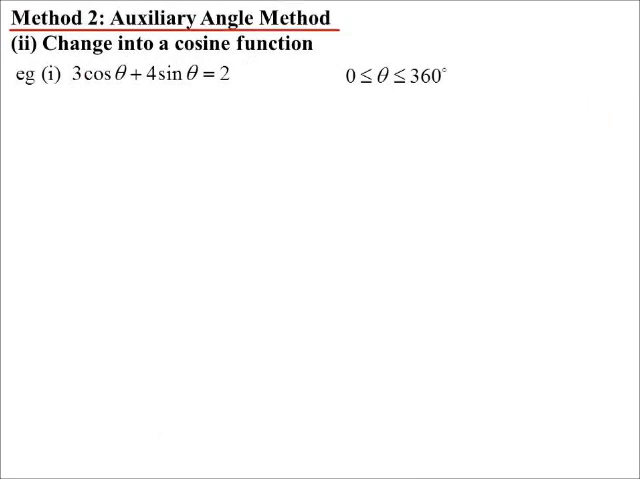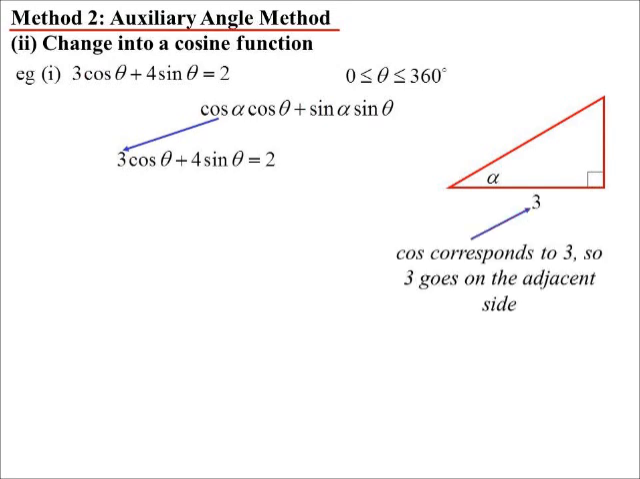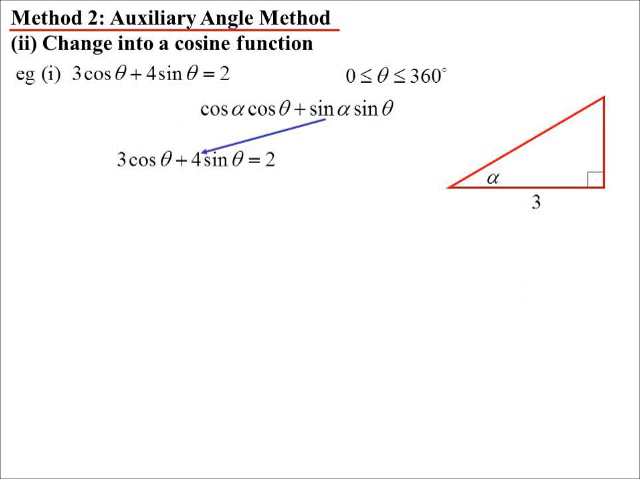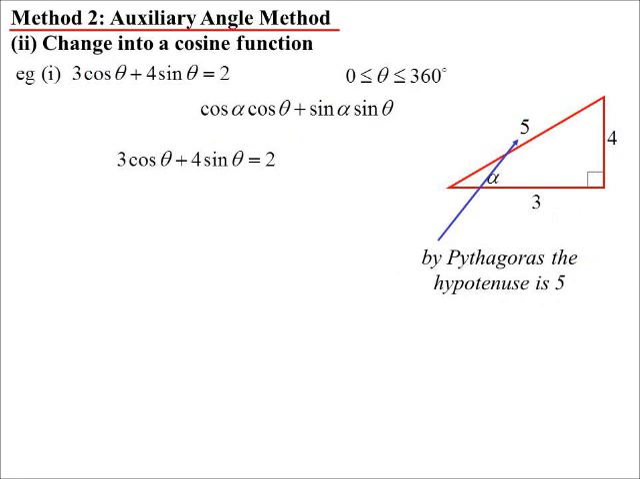Let's do the same question, but this time instead of turning it into a sine function, I'll turn it into a cosine function. So the same numbers, but this time the pattern I'm looking for is cos, cos, sine, sine. So I look at it and think, well, hang on, 3's got something to do with the cos alpha, so my adjacent side will be 3. Sine's got something to do with 4. Opposite side will be 4. Once again, the hypotenuse is 5. So I got 5 lots of 3/5 cos theta plus 4/5 sine theta.